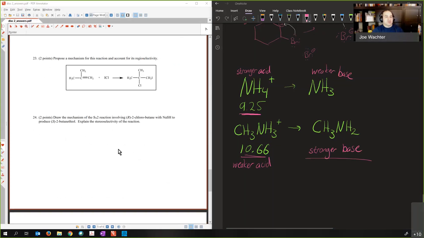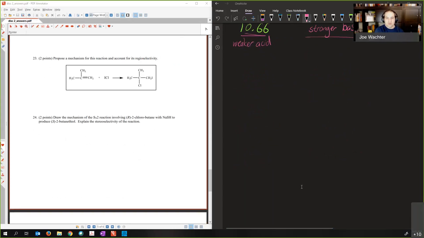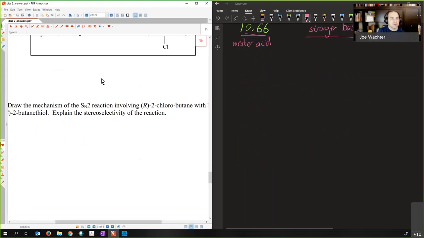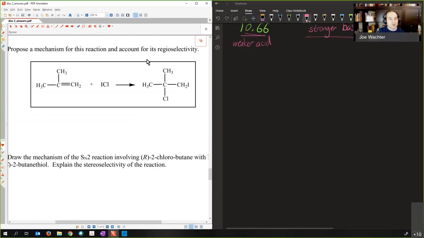Propose a mechanism for this reaction and account for its regioselectivity. All right. So this is an interesting question because it's different from any mechanism that we've seen. So we have to figure out the mechanism of this one. We have to find a mechanism for this, even though this isn't something we can just look up in our book. So we would say, here's our first starting molecule, and then it's going to react with ICl.